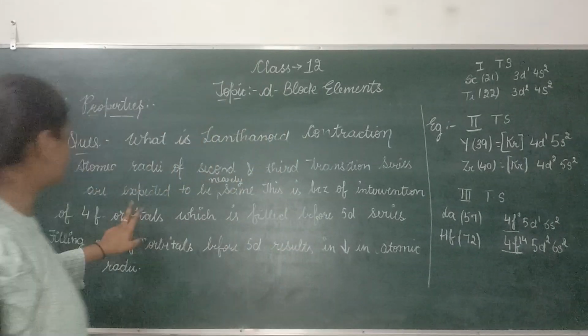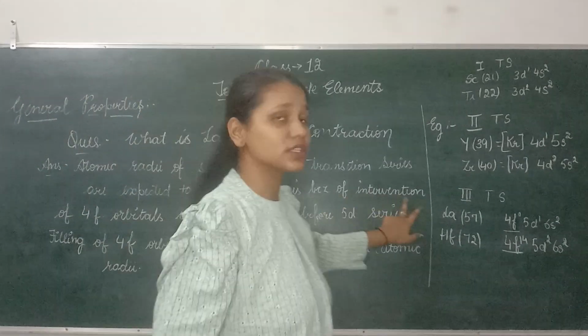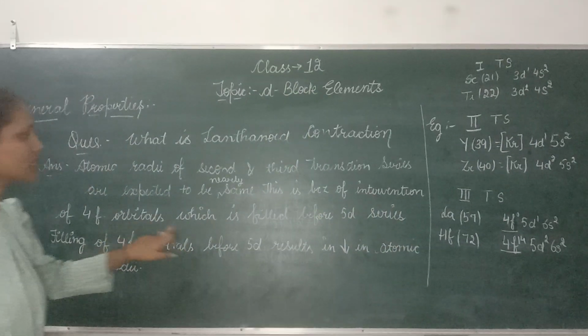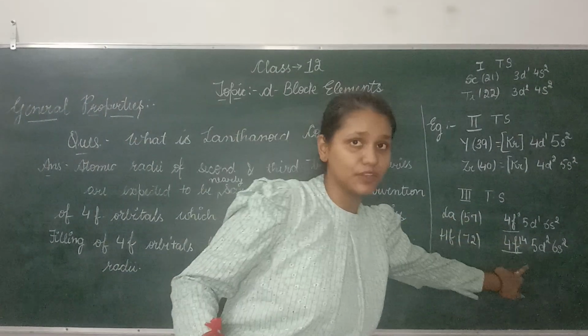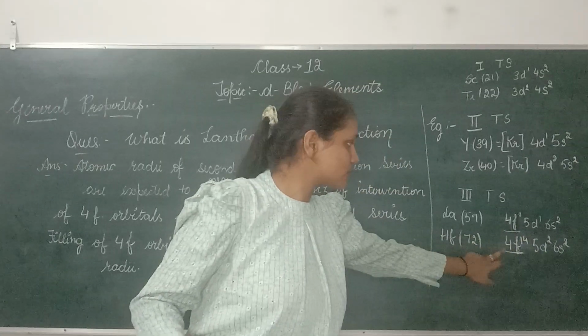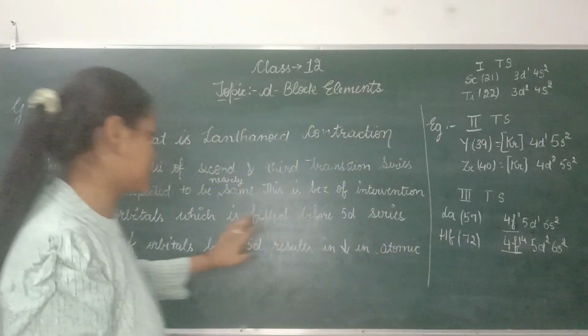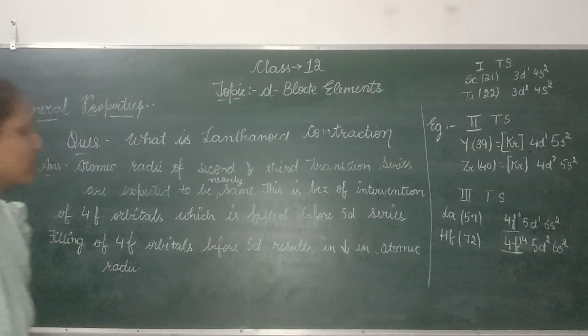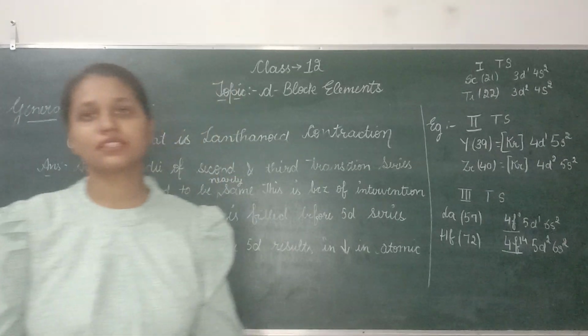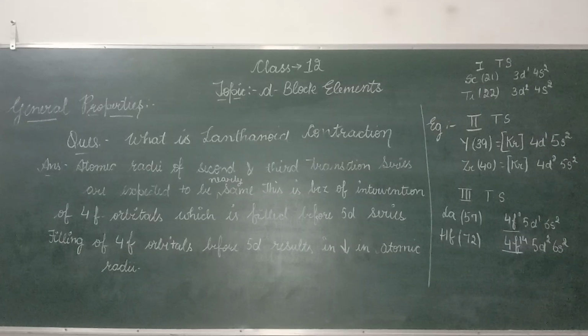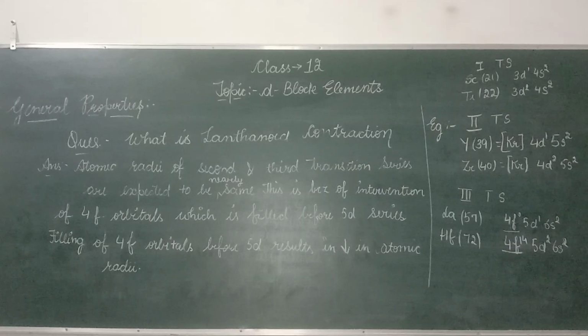So I have written on the board, this is because of the intervention of the 4f orbitals, which are filled before the 5d. Before filling 5d, we have to first of all fill the 4f subshell. Filling of the 4f orbital before 5d results in the decrease in the atomic radii. Therefore, this decrease in atomic radii is known as the lanthanide contraction.